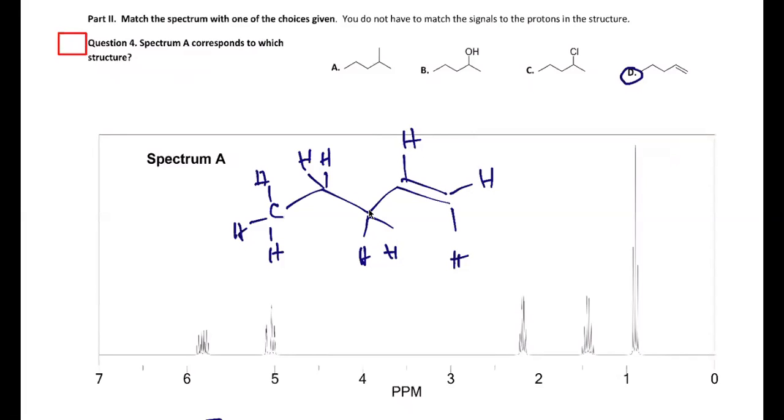No, nothing is equivalent. So that means every one of these sets of protons should have its own signal. Everybody agree with that? All right. So with the alkene, we're going to skip that. We're going to come to that last because there's some information in there that I want to talk about. But keep in mind for that alkene, all three of those protons are different.